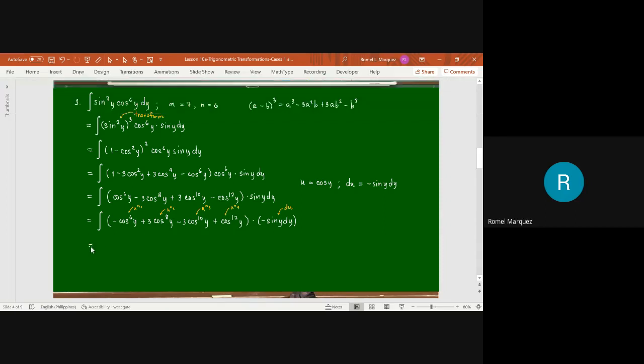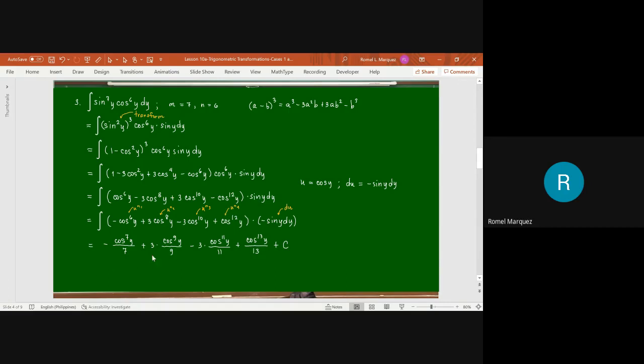So, giving 4 integrals. So, the first one, negative u to the n du. So, we have u to the n plus 1 over n plus 1. Then plus 3 times u to the n plus 1 again. Then cosine to the 9 over 9. Minus 3 times cosine to the 11 of y, then over 11. And then for the last term, we now have cosine to the 13y all over 13. Then added plus c.